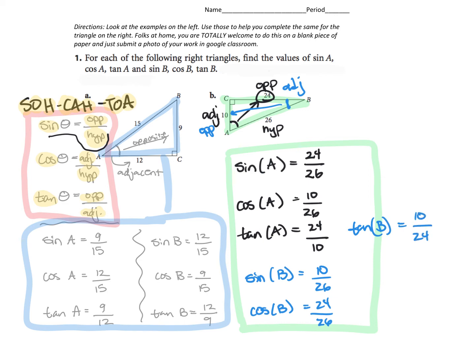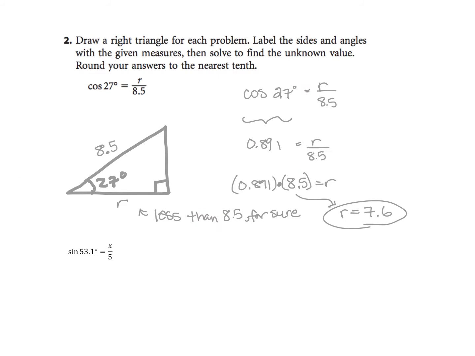And I want to point out just a couple things that I think are useful to note here. The sine of A and the cosine of B are equal to each other. We have 24/26 here, we have 24/26 here. Same thing with cosine of A and sine of B, you get the 10/26. And then the tangents I wrote next to each other because they just are reciprocals of each other. Let me know if you have questions about that. Okay, second problem.